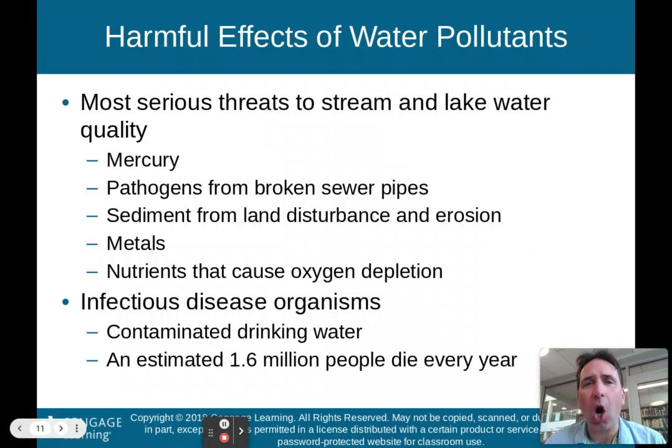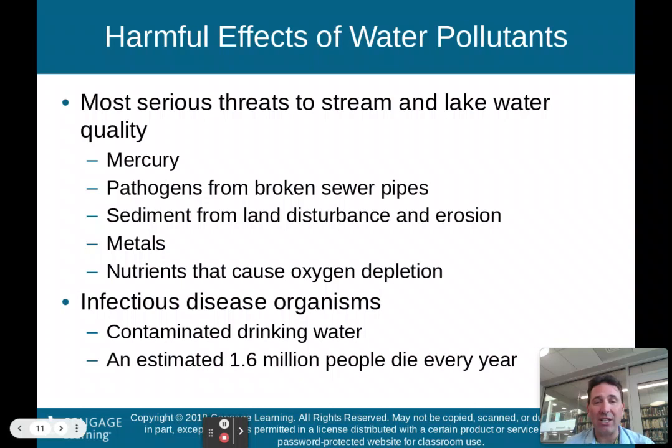All right, so what are the harmful effects of water pollutants? Why do we care? Well, most serious threats to stream and lake water quality. So mercury, we talked about that in the previous chapter. Pathogens from broken sewer pipes can get into stream and lake water. Sediments, we just talked about, from land disturbance and erosion. Metals, and nutrients that cause oxygen depletion. All right, those are your fertilizers.